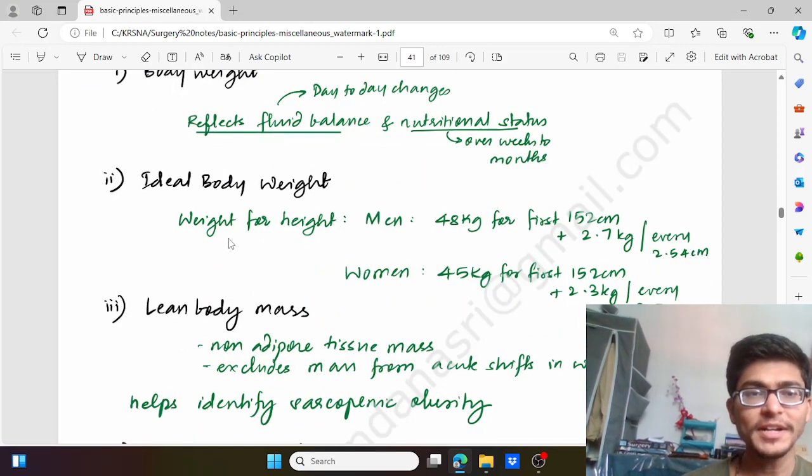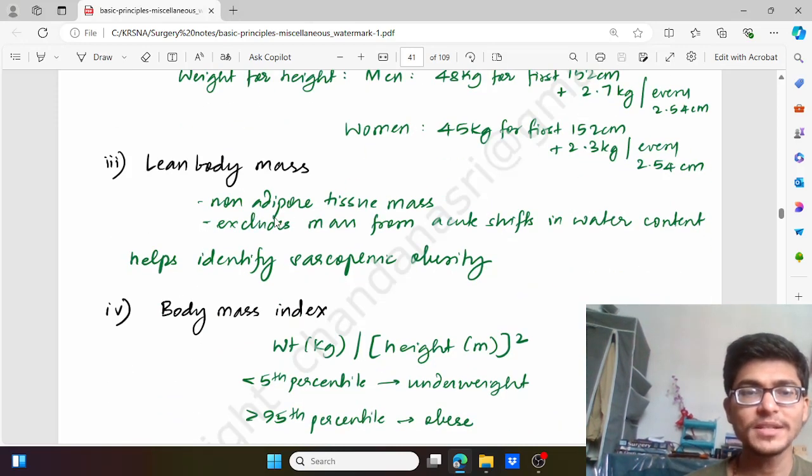Ideal body weight in men should be at least 48 kg for the first 152 centimeters, and again add 2.7 kg for every 2.5 centimeters of added height. In women, it should be 45 kg for the first 152 centimeters and 2.3 kg for every 2.5 centimeters.